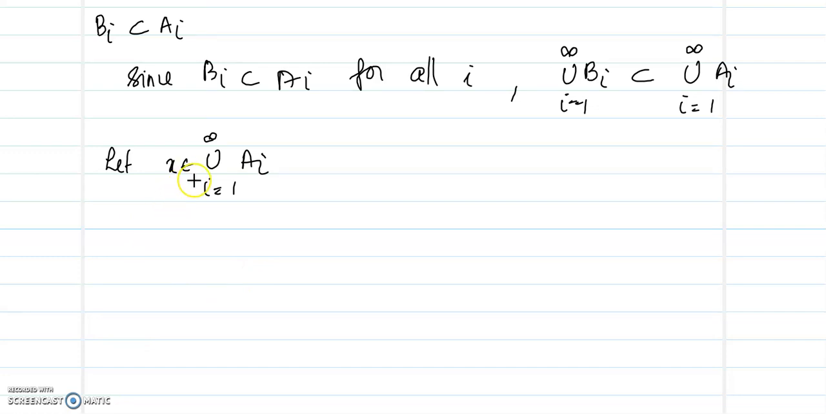So if x belongs to union i equal to 1 to infinity ai, then x must belong to at least one of the ai's, for some particular i. Now x can be contained in more than one set. So let us take n to be the smallest of all such suffixes where x is contained. So x can be contained in say an, a n plus 2 etc. It may be contained in many sets. Then let us take n to be the smallest of all such values.